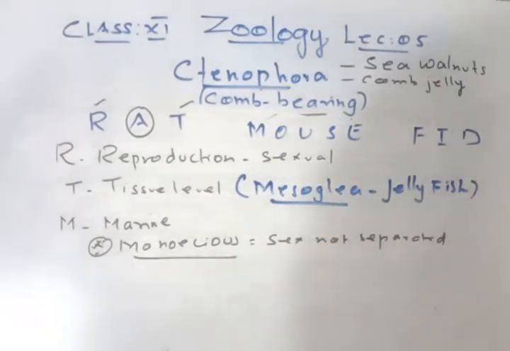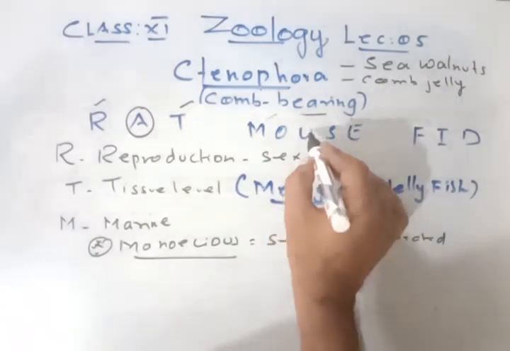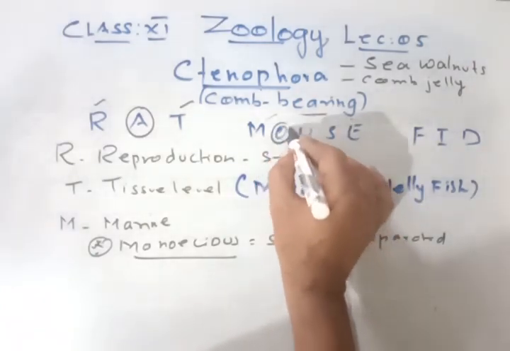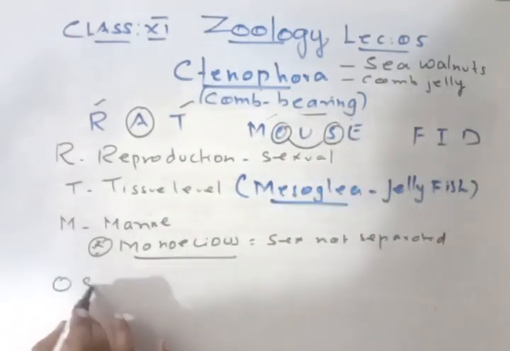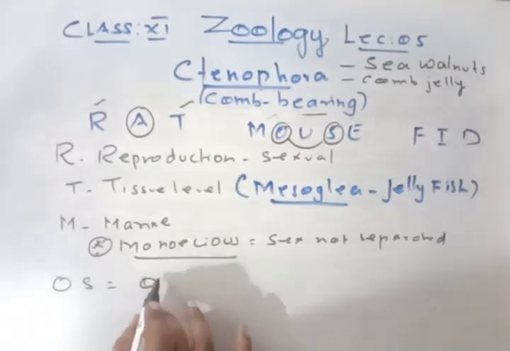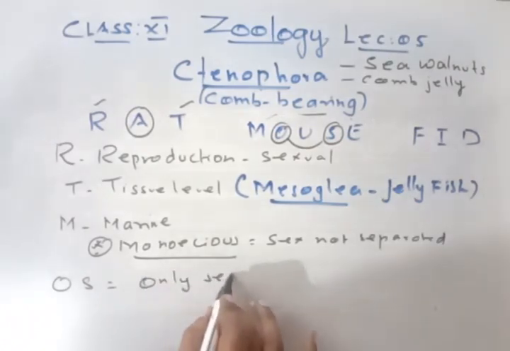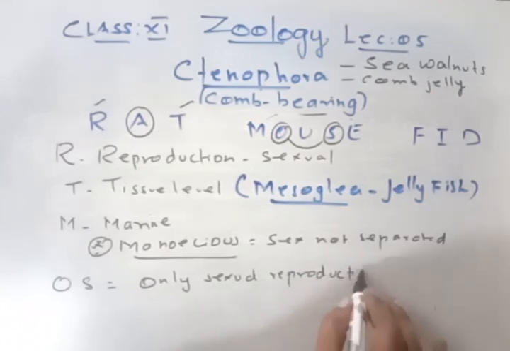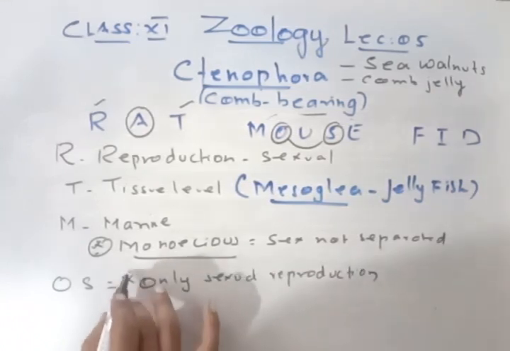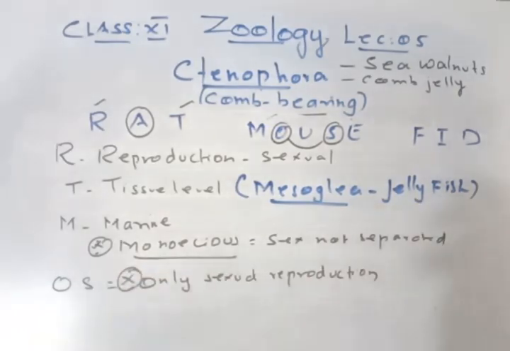Okay, this is one. Then you go for this U, you leave it, so you add this O along with this S. So OS, and this OS is for only sexual reproduction. Only sexual reproduction, there is no asexual reproduction. This point is important. Though they are monoecious, sexes are not separate, but it is only through sexual reproduction.